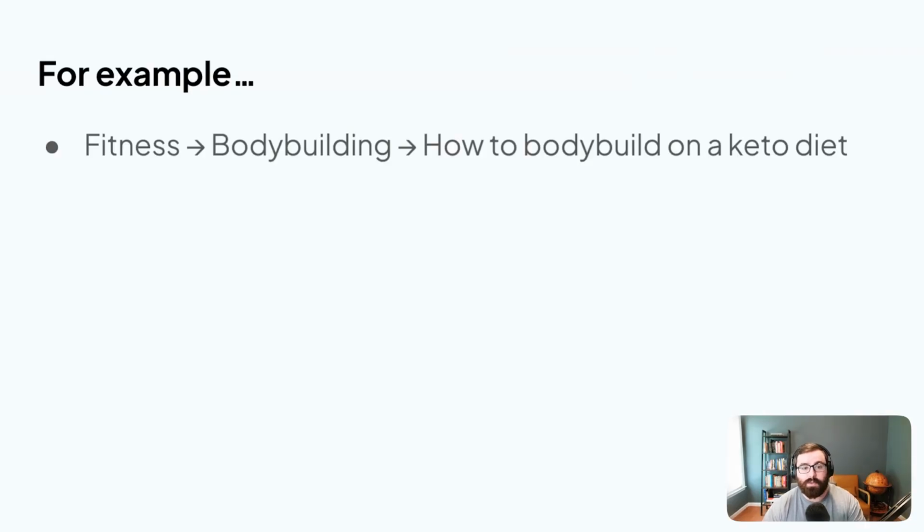For example, let's say we care about fitness. Below fitness is bodybuilding, and then below bodybuilding is how to bodybuild on a keto diet. That would be a much better newsletter niche and topic than just fitness, which is way too broad. People don't really care about a broad fitness newsletter or email list.